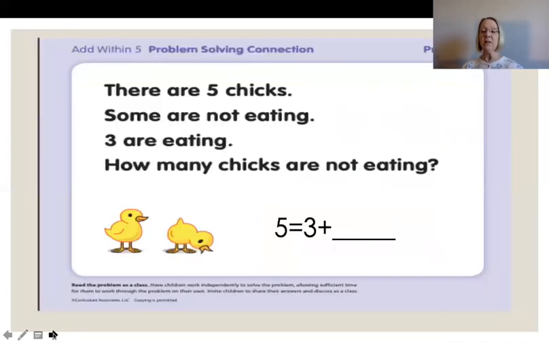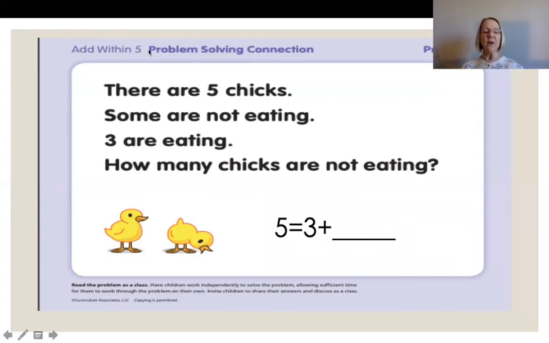All right, here is another contextual word problem. Let's see if we can figure it out. Read it with me. There are 5 chicks. Some are not eating. 3 are eating. How many chicks are not eating? Okay, what are we talking about? Chicks, okay? All right, this is a good activity using chicks.